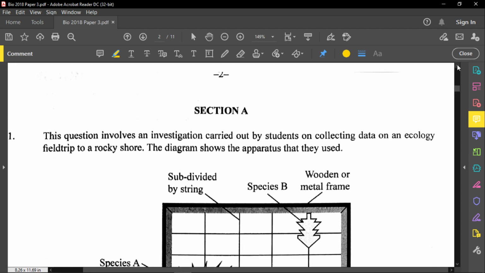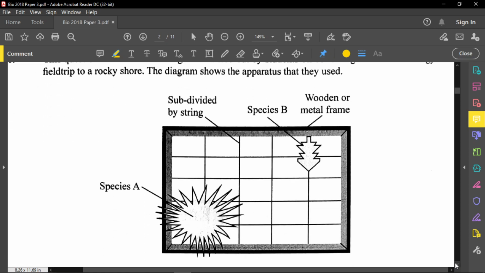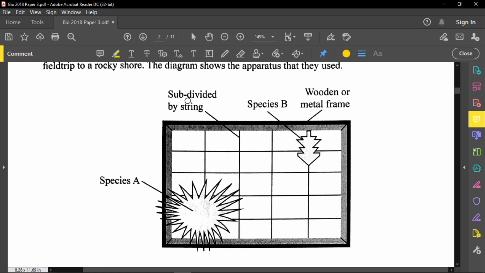Question 1 reads that the question involves an investigation carried out by students on collecting data on an ecology field trip to a rocky shore. The diagram shows the apparatus that they used. Let us observe the apparatus at this time. It contains some subdivided strings. It also has a wooden frame or a metal frame. And of course, you have some species inside.